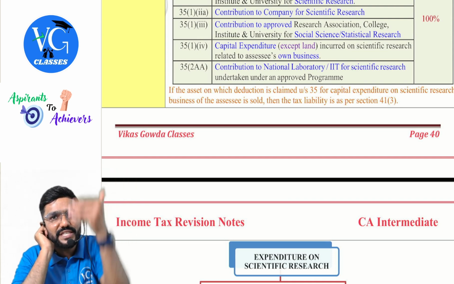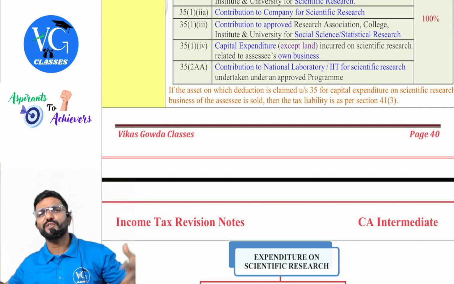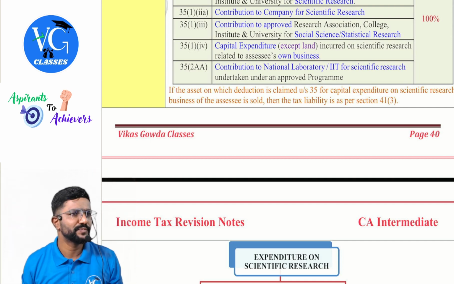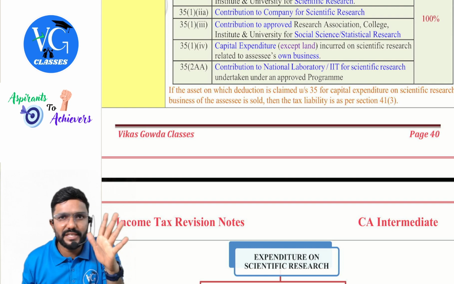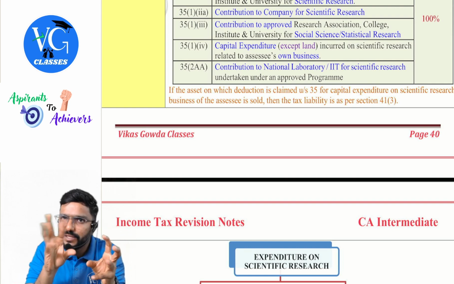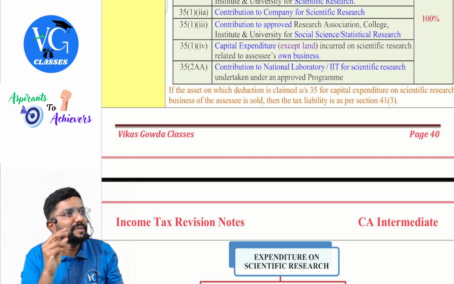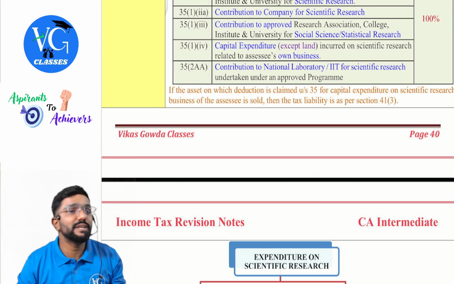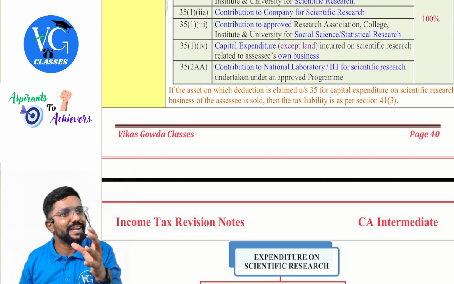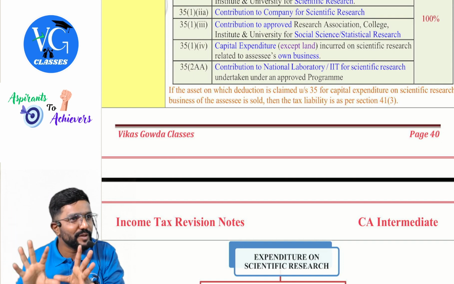Next, sir, I purchased it, used it for my scientific business for 2 years, 3 years, 4 years, and then I am selling it, sir. Simple. When you have purchased it, claimed 100% deduction, will you use it for your business? Yes, I am using it, sir. Add the asset to the block. What will be the cost of the asset in the block? Nil. Okay, sir. Now, when the asset is sold, you will reduce the sale value from the block.